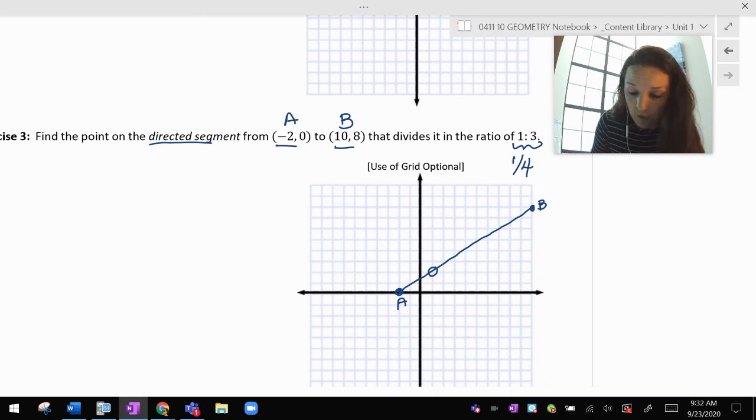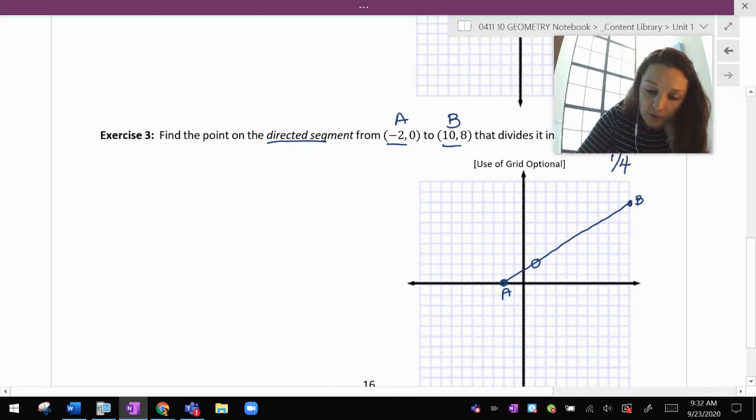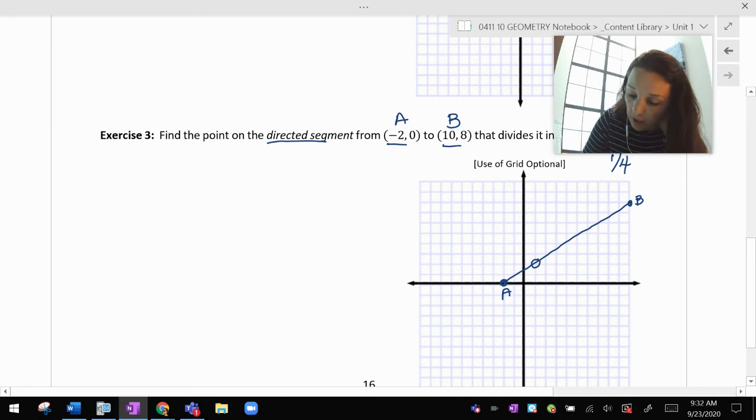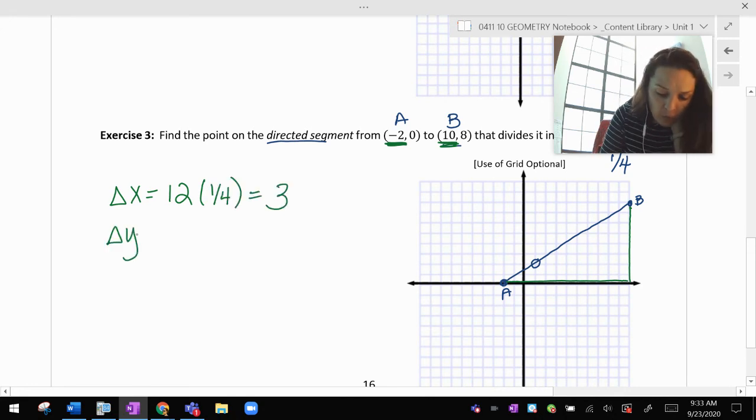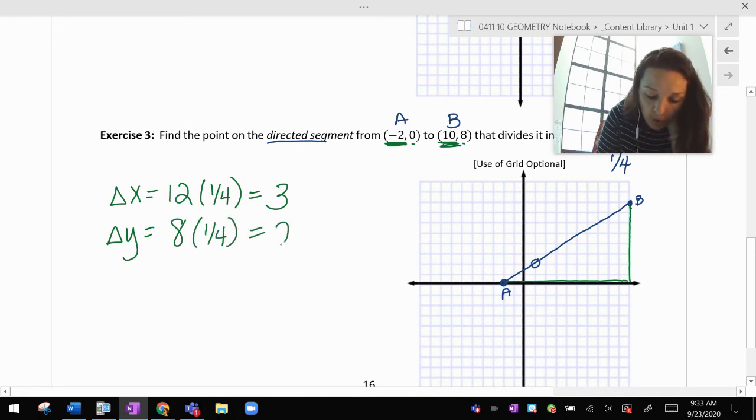Let's find out. So if I want to go 1/4 the distance, either with your eyeballs or with the numbers, figure out how far over you go and how far up you go. Well, my X went from -2 to 10, so my current delta X is going to be 12 to the right. But I don't want to go 12 to the right. I only want to go 1/4 of that. So I want to go 3 to the right. Let's figure out delta Y. Delta Y went from 0 to 8, so Y went up 8, but I don't want to go up 8. I want to only go up 1/4 of that, so I want to go up 2.